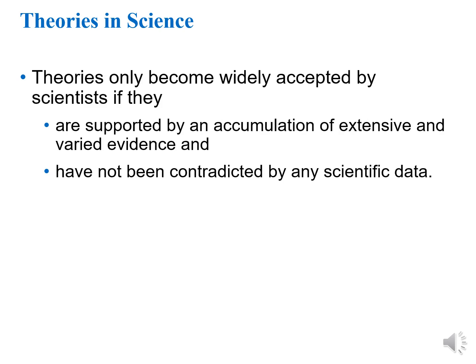And so for a theory, again, for it to be accepted and to become a theory, it has to be supported by an extensive amount of data, and you shouldn't have any contradicting data. So if there's contradicting data, then we cannot call it a theory.